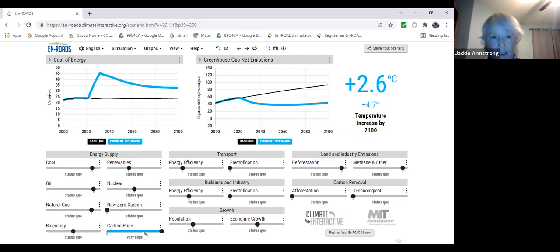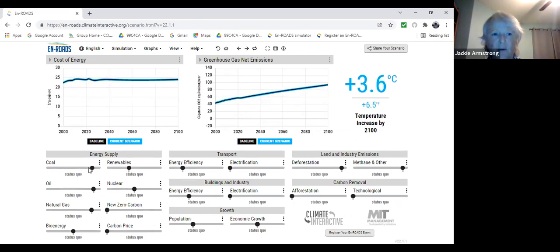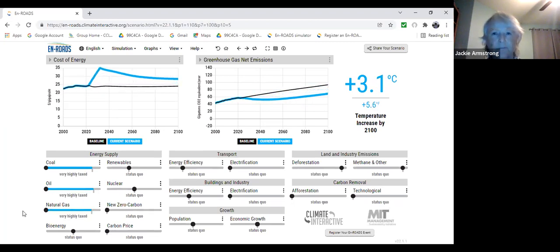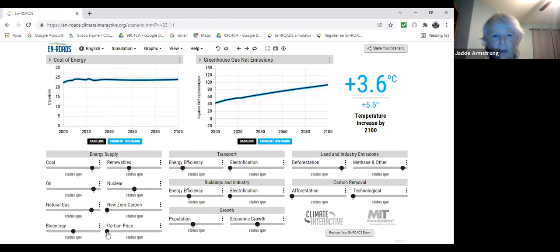Instead of a carbon price, let's say, well, couldn't you also decrease coal and oil and natural gas by taxing them all heavily? Yes, you would also have that spike in cost, but look at the lower impact on the planet. You have just lowered the expected increase in temperature to 3.1 degrees centigrade from 3.6, which is not nearly the impact of a carbon price. Let's return to our basic policies and look at carbon price again.